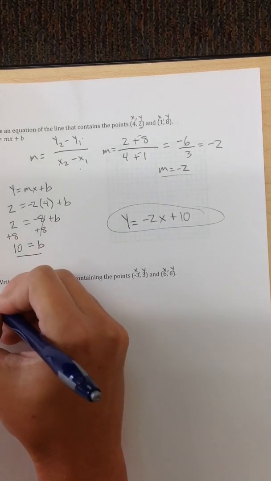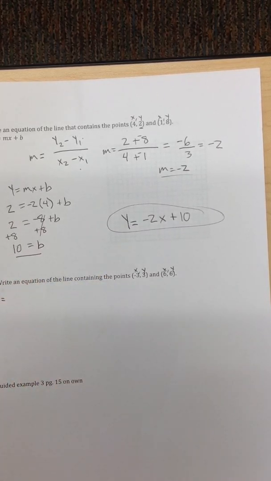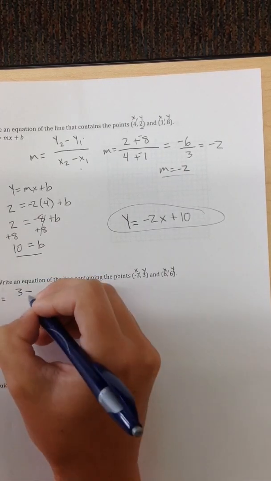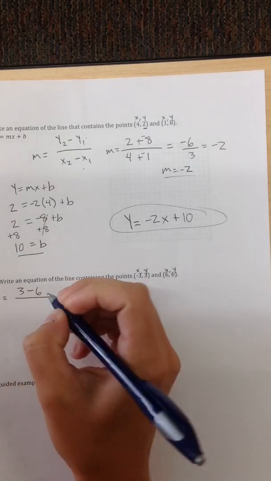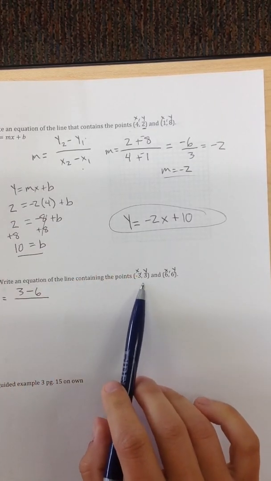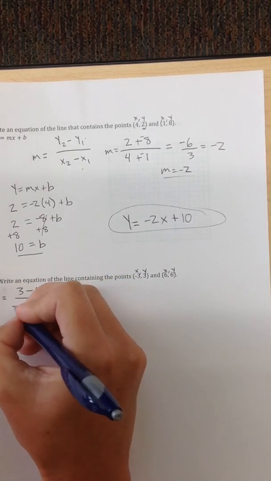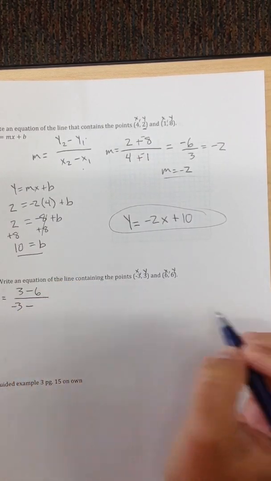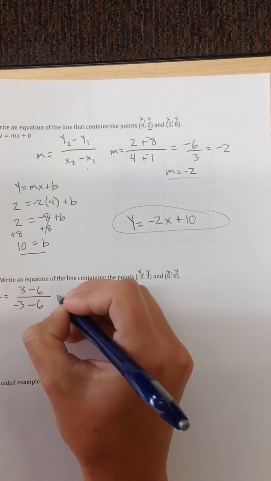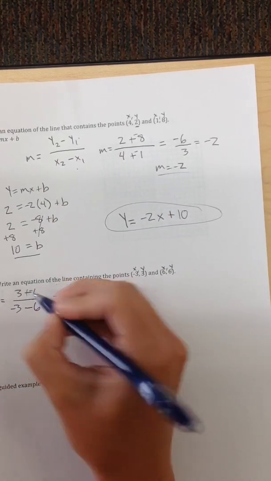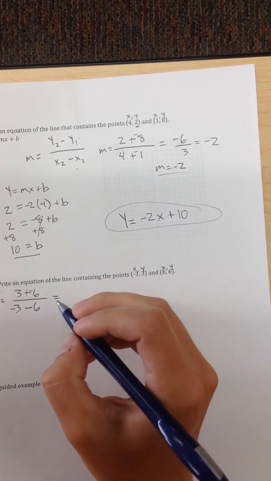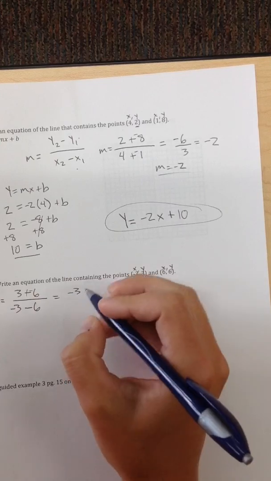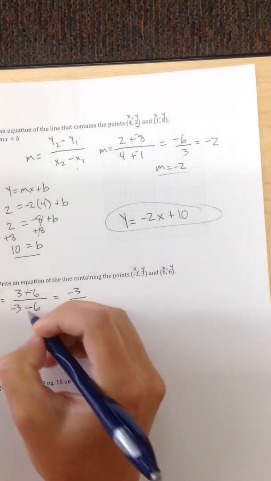Okay, so to find our m, we're going to do our y minus y. So if we choose 3 first, we're going to do 3 minus our y is 6, over, and since we chose 3 first for our y, we've got to choose -3 first for our x, minus, and then our x that goes with the other ordered pair is 6. Okay, so if we do 3 minus 6, that would be -3, over, and then same thing there.